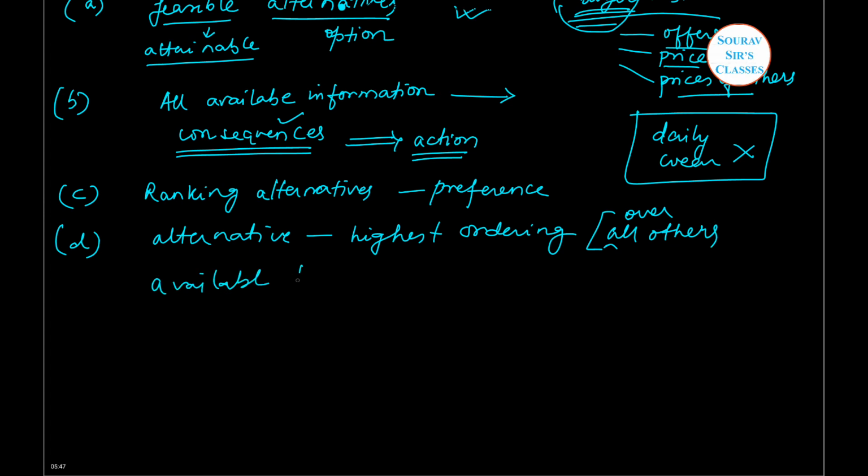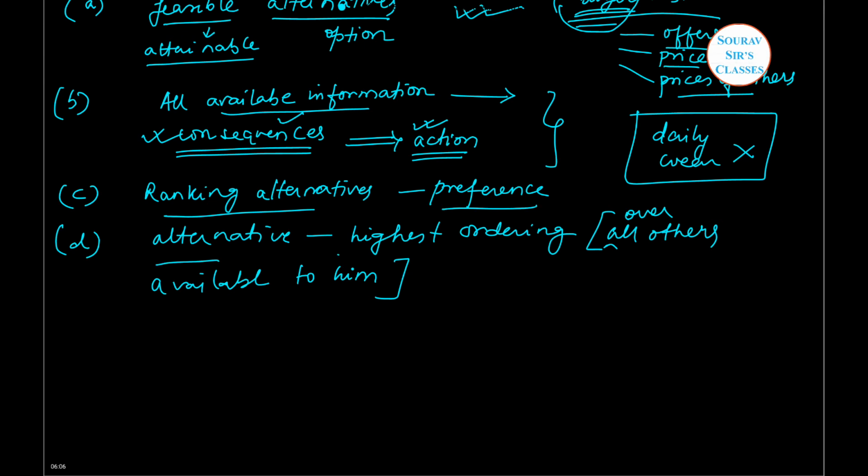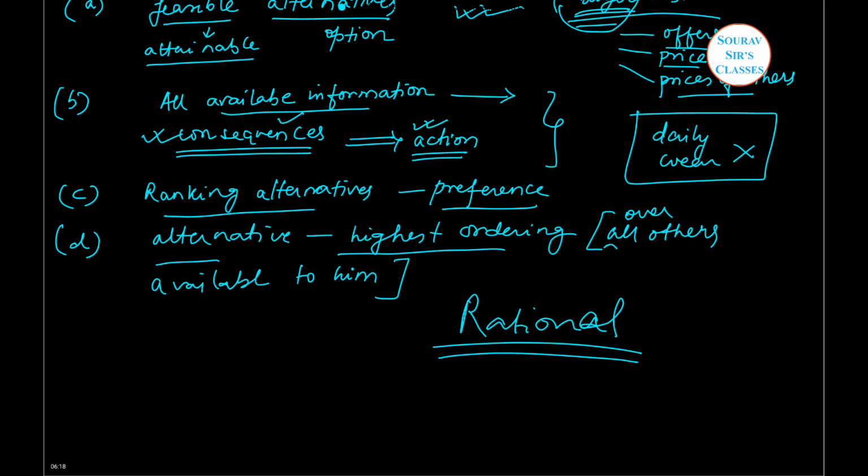So, what do you do? First, you take into consideration all the feasible alternatives. Then, you take into consideration all the information given to you and you look at what will be the consequences given your action. You rank the alternatives based on your preferences and then choose the alternative with the highest ordering. If all these four points are satisfied, then the person is said to be rational or logical. If any one of the steps is missed by the person, then he will no longer act as a rational person. He will be irrational.